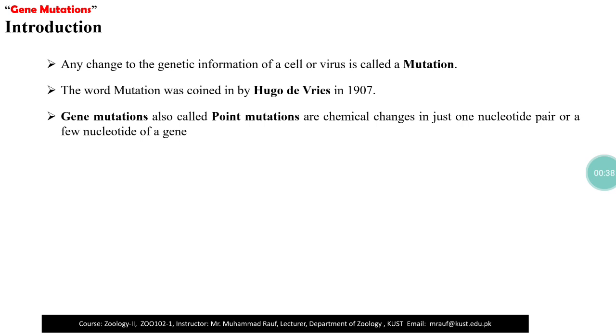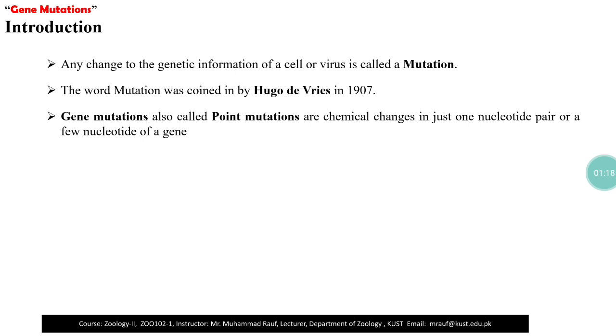Introduction. Any change to the genetic information of a cell or virus is called a mutation. Genetic information is stored in DNA. Deoxyribonucleic acid is the genetic material of a cell. DNA is composed of nucleotides. So the changes which take place in these nucleotides encompass gene mutations. The word mutation was for the first time used by Hugo de Vries in 1907.